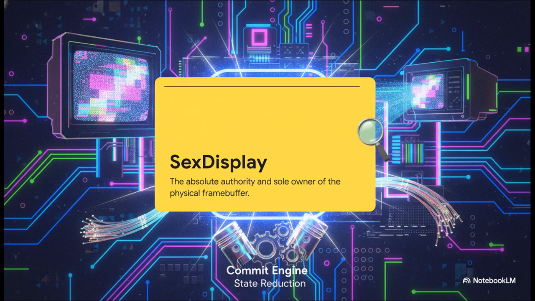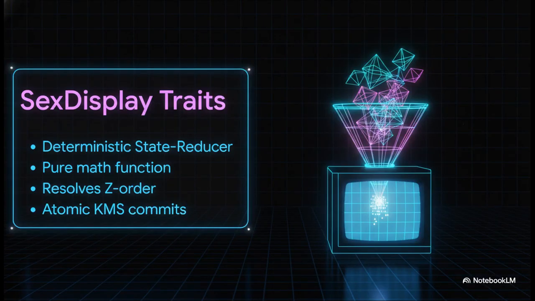Now let's unveil the final piece of the Trinity, SexDisplay. This is the commit engine, or, if we're being formal, the display state reduction engine. SexDisplay is the absolute sole owner of the physical frame buffer, period. It is the ultimate authority on what actually lights up the pixels on your monitor. Unlike Wayland, SexDisplay doesn't do negotiations. It doesn't care what client applications want. It acts strictly as a deterministic state reducer, literally a pure math function. It just strictly samples the Linen graph, resolves the z-order of the windows, and blits those pixels directly to the hardware display buffers using atomic commits. It is entirely 100% uncompromising.